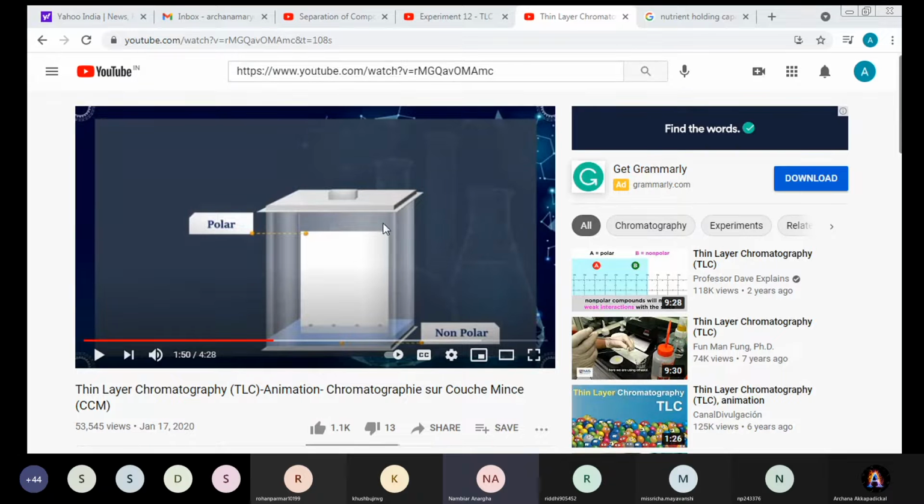We should not place our finger or touch the silica gel. We have to hold the TLC plate from the ends and keep it in a solvent chamber such that the spots we have put at the bottom do not get immersed in the solvent. They should be above the solvent.